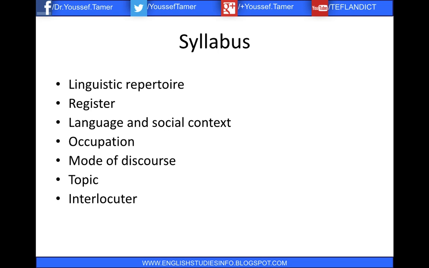So you can see, while we are going through these concepts, that each one shows how society affects language. Because this is the main purpose of sociolinguistics: to see the relationship between society and language, and how social variables affect the way we speak, the way we use language in general.